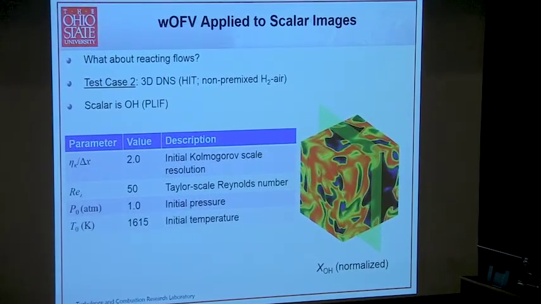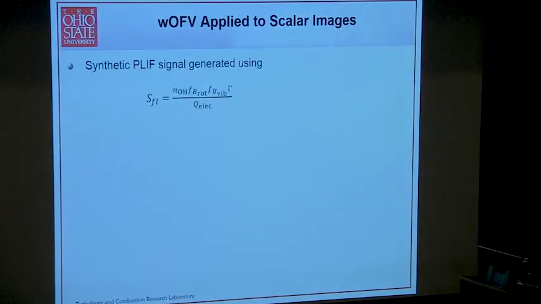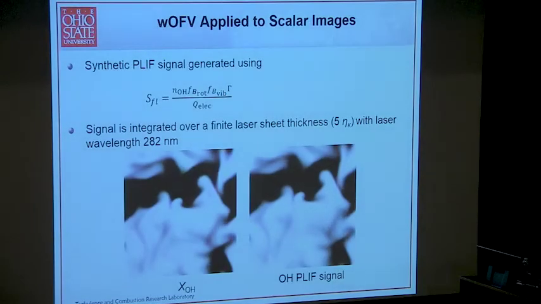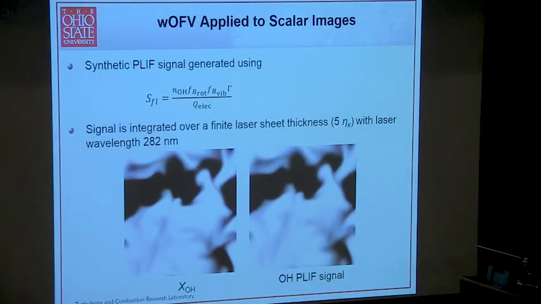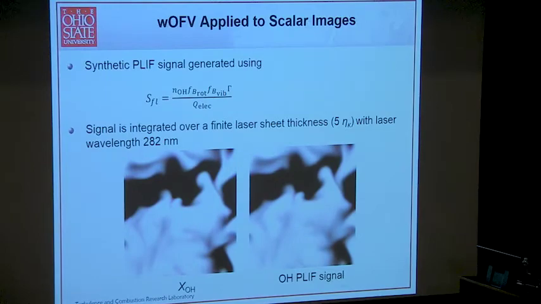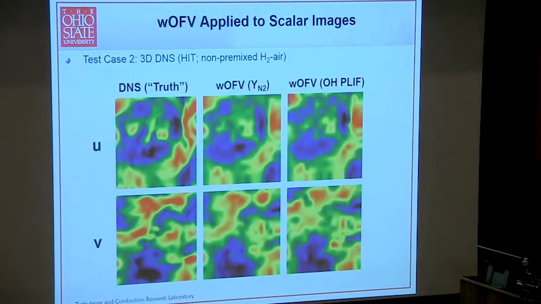through the OH field, okay, and generate a synthetic PLIF signal to simulate what you would get if you took an OH PLIF measurement. Imagine you take, this is what the signal looks like. We'll go over how you derive that in the next lectures. We integrate it over the laser sheet thickness, and we generate synthetic OH PLIF signals just to simulate what we do in an experiment, okay? And now we go through and apply everything, and we look at our algorithms.